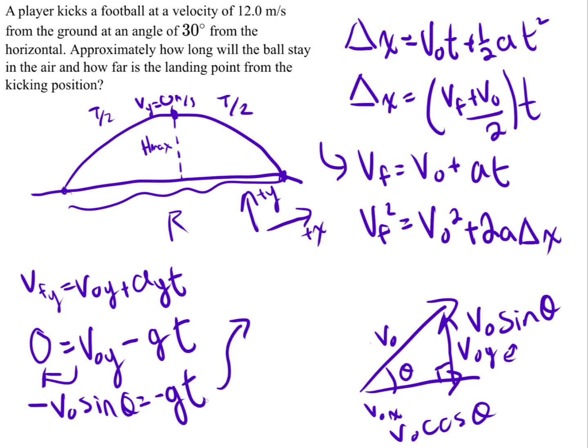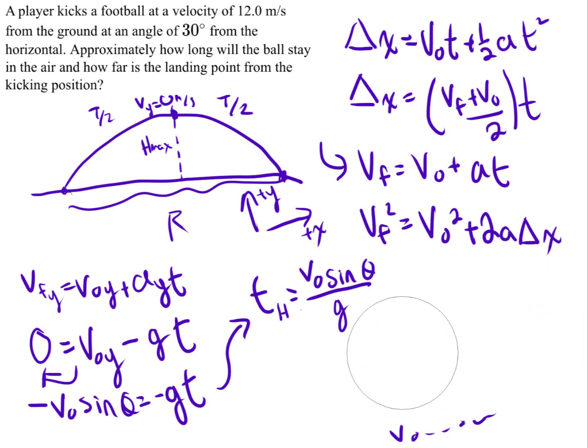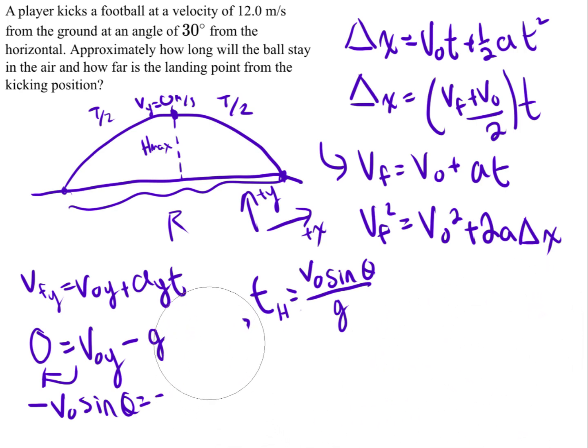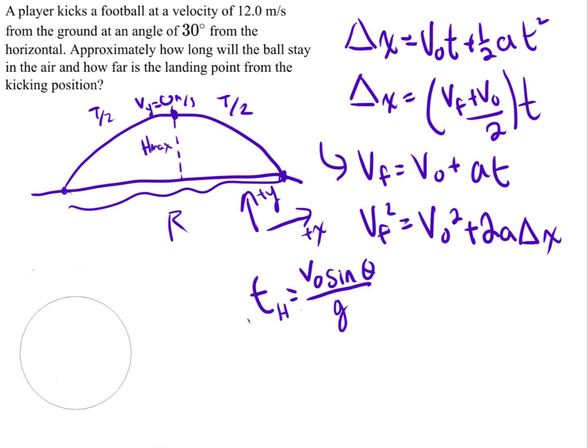So now this becomes positive, negatives cancel, and you get that the time for the projectile to reach its maximum height is going to be the initial velocity times the sine of theta, where theta is the launch angle, divided by 9.8, or divided by g, the gravitational acceleration. We're not going to plug in numbers just yet. So that's what we obtain for the time to get to the maximum height.